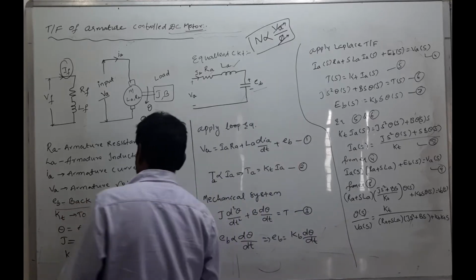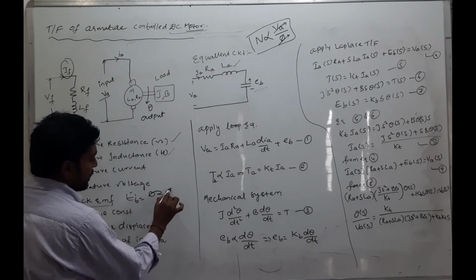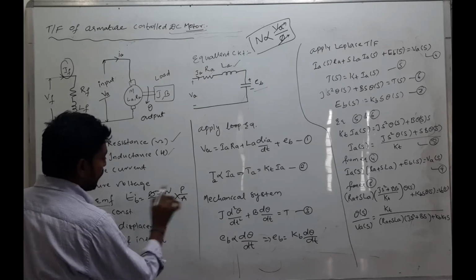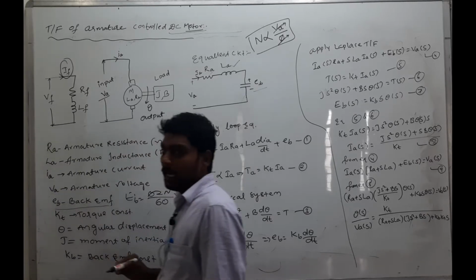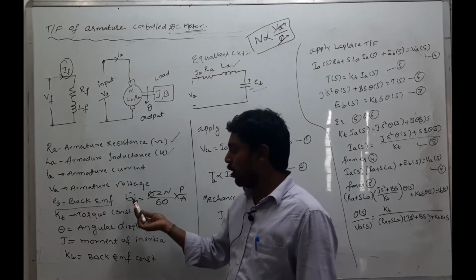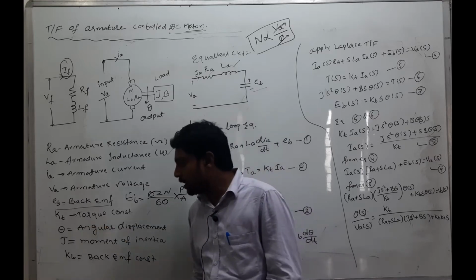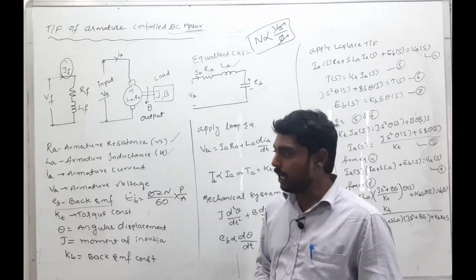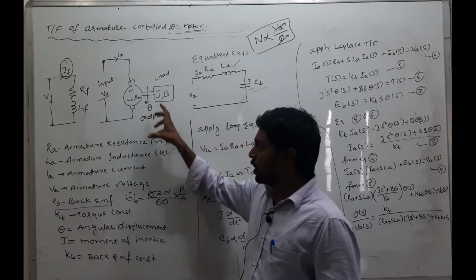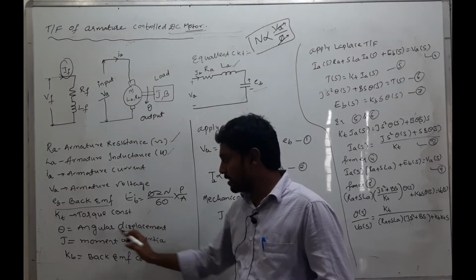Here the back EMF of the DC motor is EB equal to φZN by 60 into P by A. It is the same equation for the DC generator and the DC motor. In a DC generator we call it induced EMF, in a DC motor we call it back EMF. Here the KT is nothing but the torque constant. Here theta is nothing but the angular displacement. When the shaft rotates, an angular movement is produced, so that is the angular displacement theta.